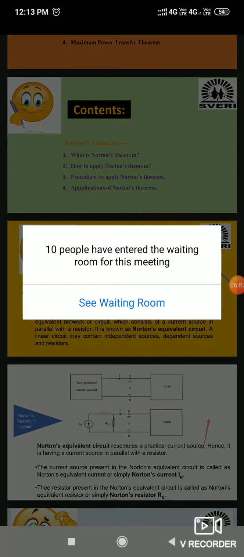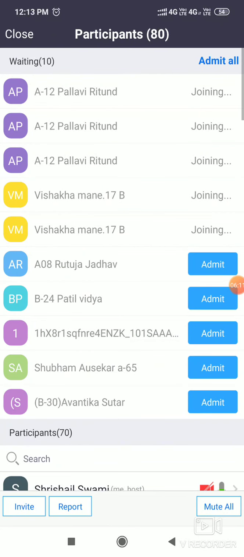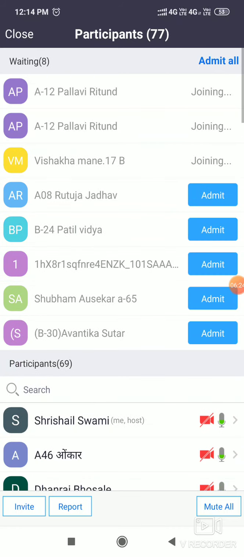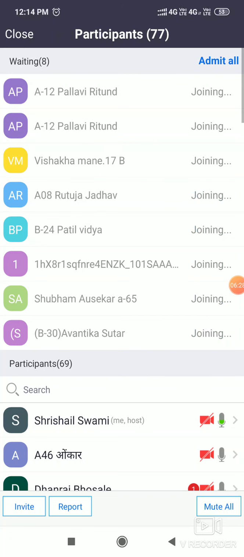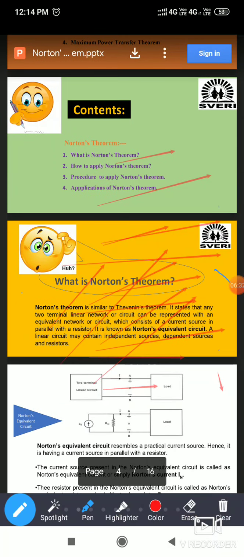Do you understand? In Thevenin's theorem, whatever the two terminal linear network is, it is converted into a simple network consisting of a voltage source in series with a resistor, whereas in Norton's theorem, that network is converted into a simple circuit consisting of a current source in parallel with a resistor. Okay, so this is the theorem. In this way you can remember it.